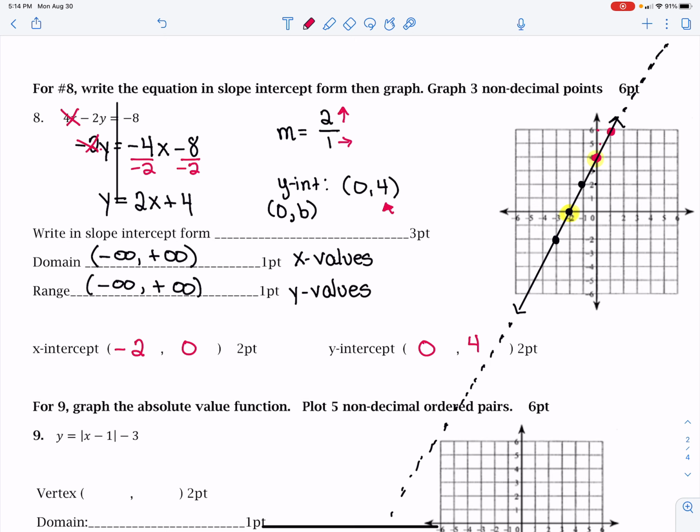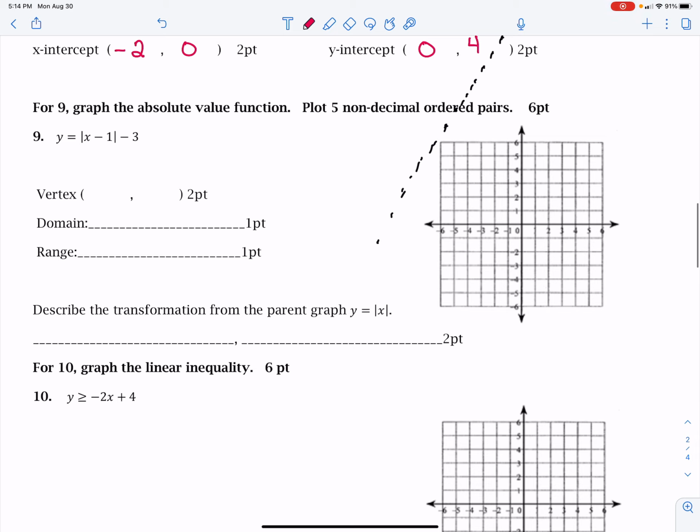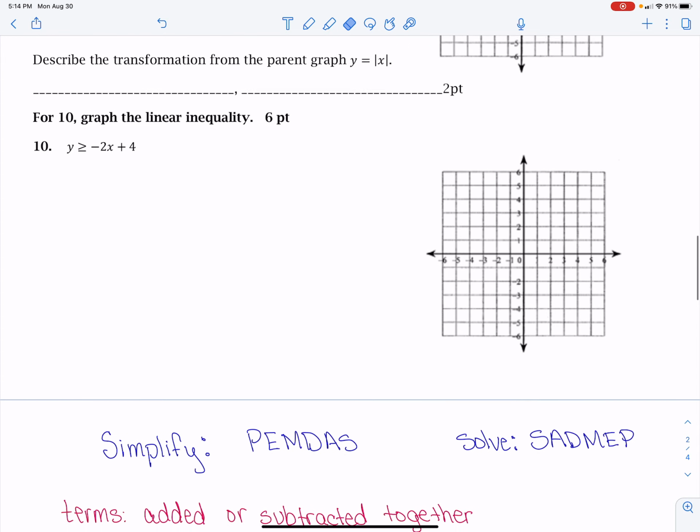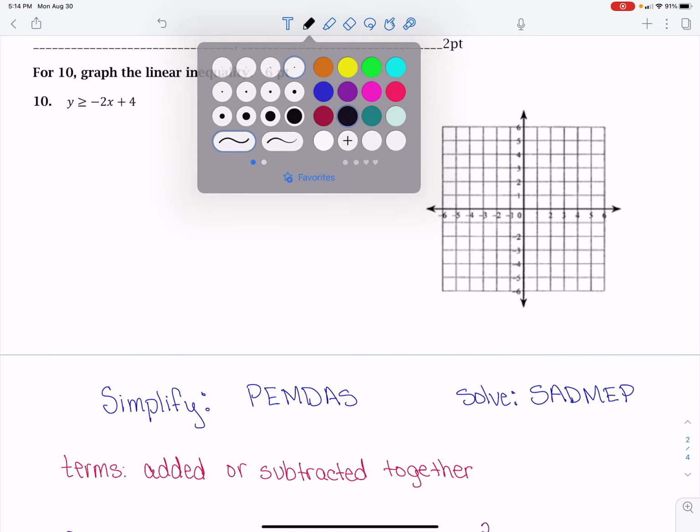All right, I'm going to come back to number 9 in just a few minutes. I want to finish up with that one. But for right now, I'm going to jump down to number 10. Okay, number 10, graphing a linear inequality.